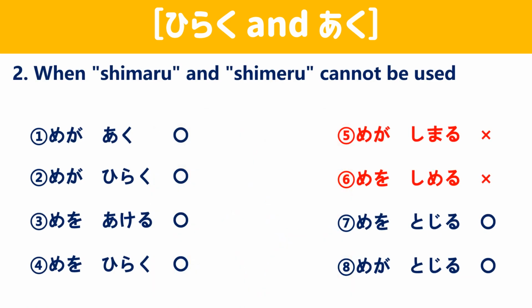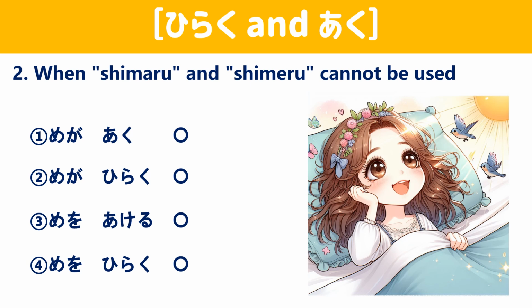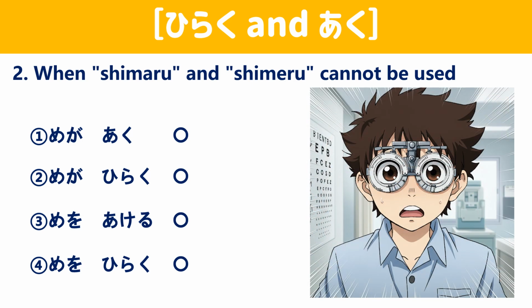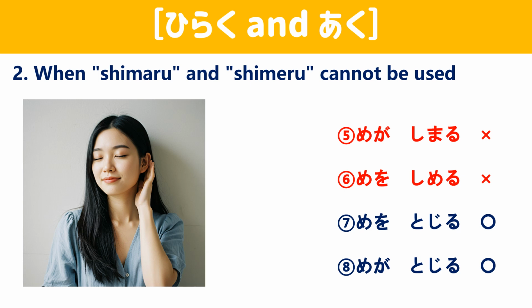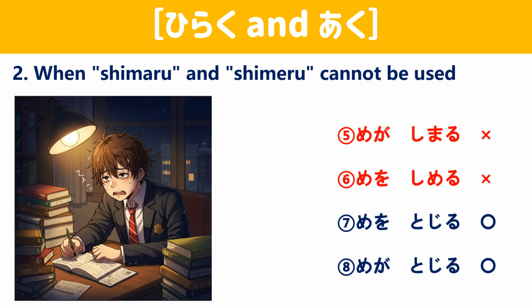Next, let's study cases where shimaru and shimaru cannot be used. In this example, numbers 5 and 6 cannot be used. Numbers 1 and 2 use intransitive verbs. In the morning, I heard the birds singing, and the morning sun shone into the room, giving me a pleasant awakening. Then my eyes opened. Numbers 3 and 4 use transitive verbs. They are used to mean open your eyes and look carefully. Number 7 is the image of consciously closing your eyes and listening carefully to a sound. Number 8 is probably getting sleepy. Gradually, my eyes started to close. Numbers 5 and 6 cannot be used.